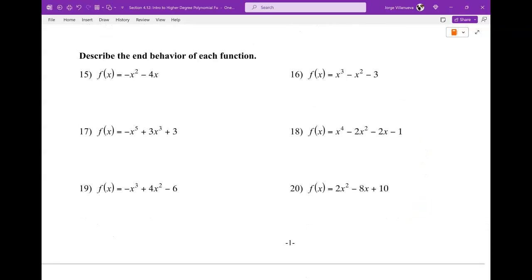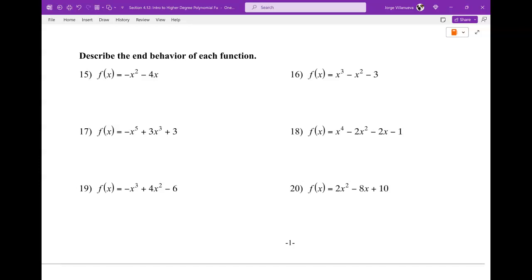Numbers 15 through 20, describe the end behavior of each function. So let's look at number 18. What's the degree on number 18? 4. That makes it even. What's the coefficient in front of it? 1. So it's positive. Even and positive means up and up, right? Up to the left, up to the right.